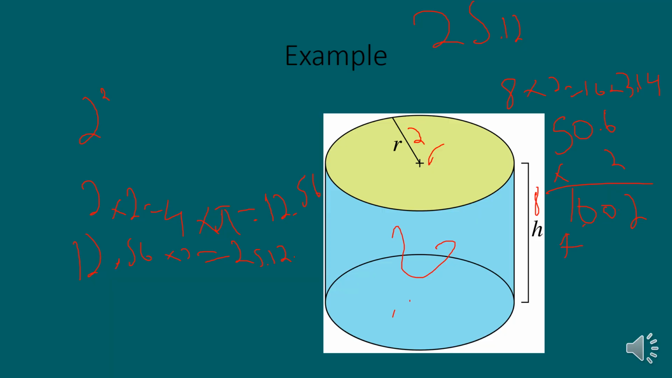Then we do 100.2 plus 25.12, which equals 125.32. And then that's our final answer, okay, guys?